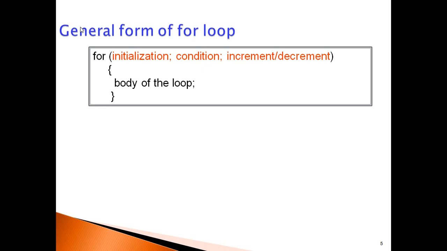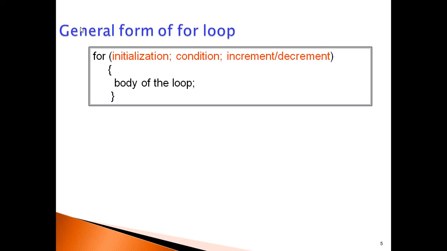Before checking the condition, it increments or decrements as per the statement you wrote in the for loop. It increments or decrements the variable. After that, it checks the condition. If the condition is true, it executes the body of the loop the second time. After executing the instructions of the for loop, it passes the control to the beginning of the for loop.